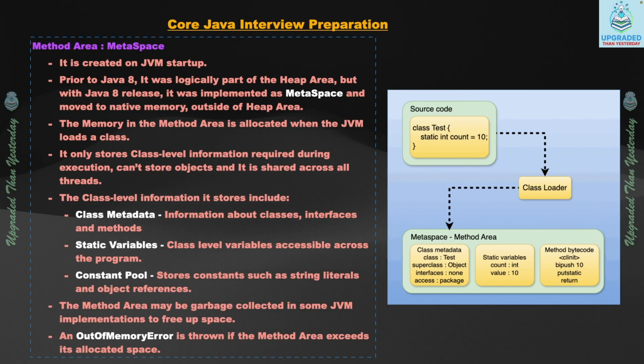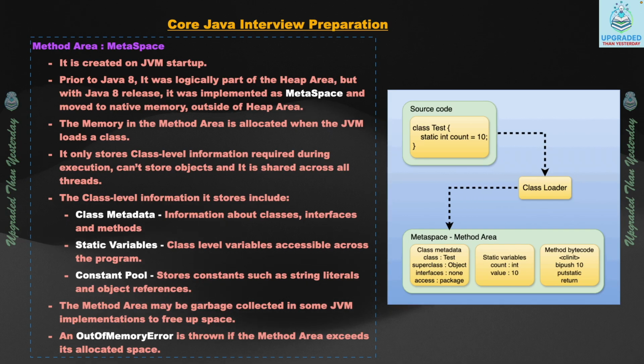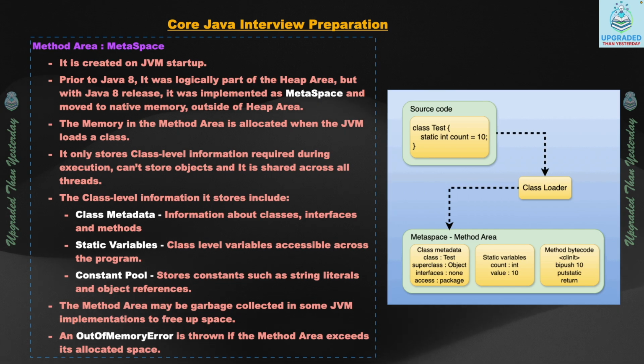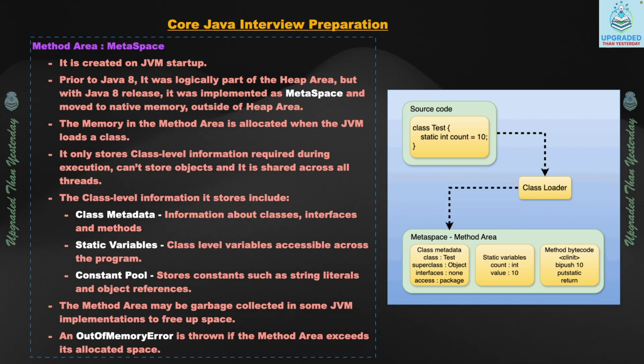Method area or meta space. Method area is created on JVM startup. Prior to Java 8, it was logically part of heap area, but with the Java 8 release, it was implemented as meta space and moved to native memory, which is outside of heap area. The memory in the method area is allocated when the JVM loads a class. Method area stores only the class level information required during a program execution and can't store objects.